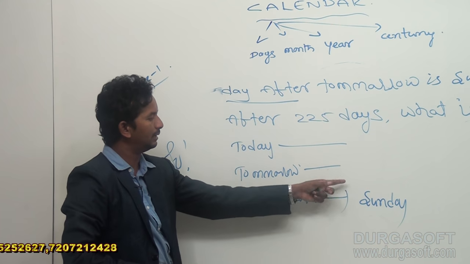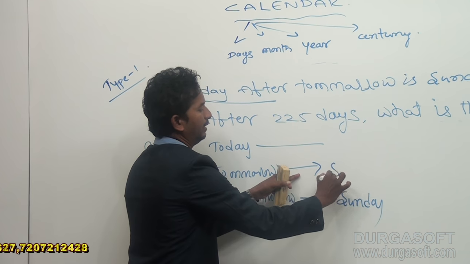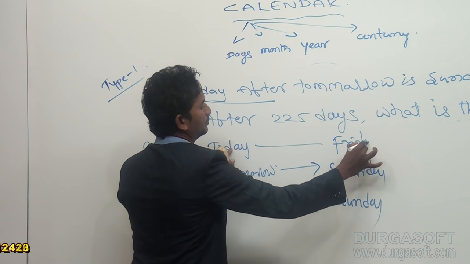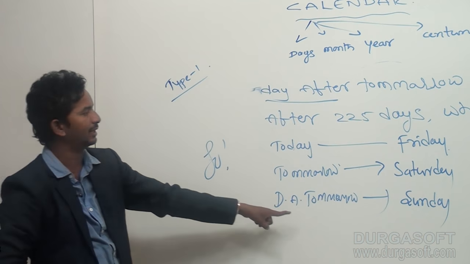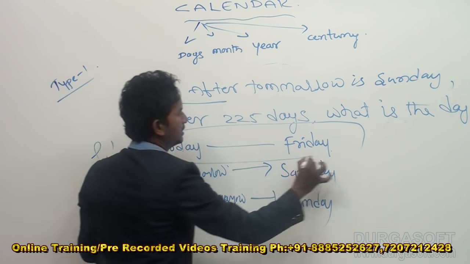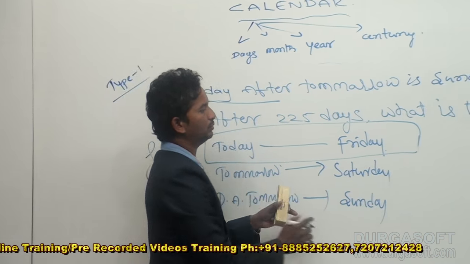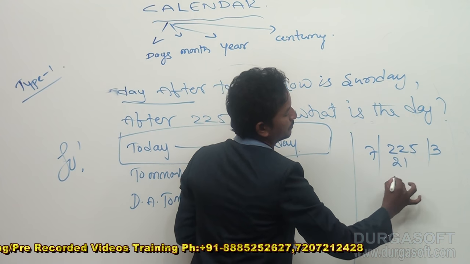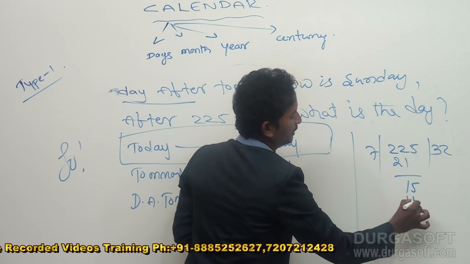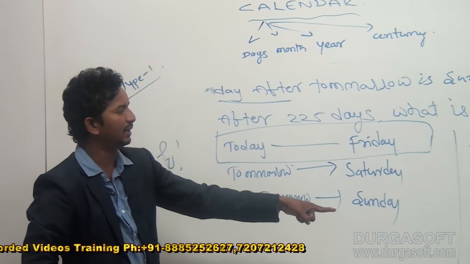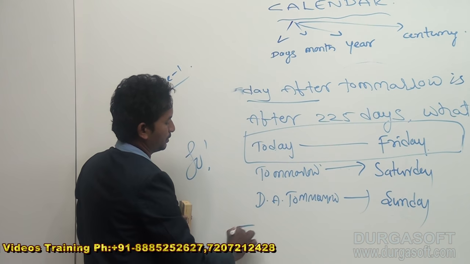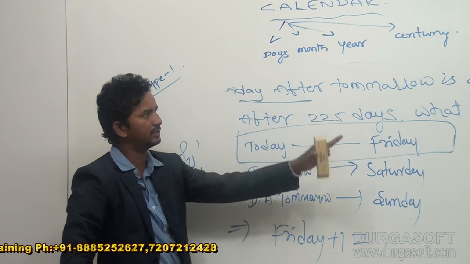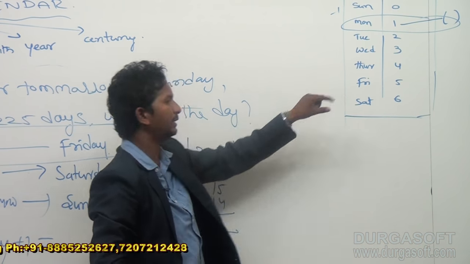Sunday, one day back, is Saturday. Now today is Friday. So day after tomorrow is Sunday, today is Friday. After how many days do you want? 225 days. 225 divided by 7. 7 threes are 21, so 15. 7 twos are 14. 1 is the remainder. So again today is Friday, so Friday plus 1 day is Saturday.